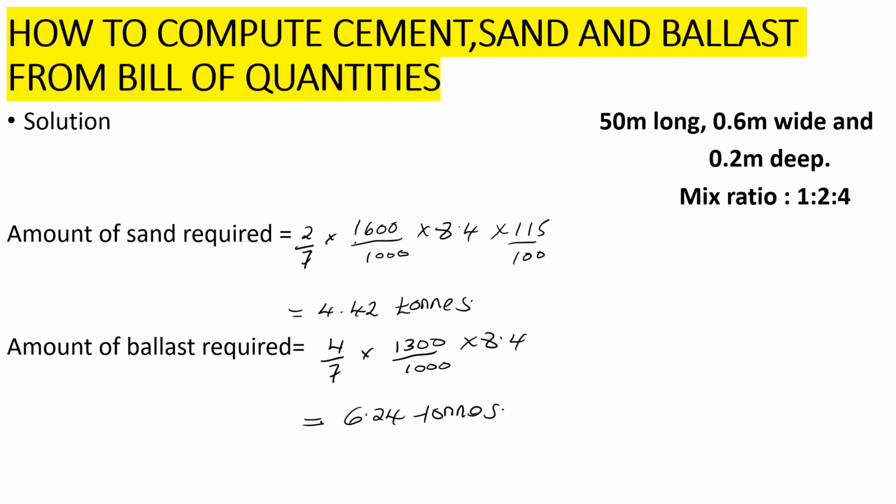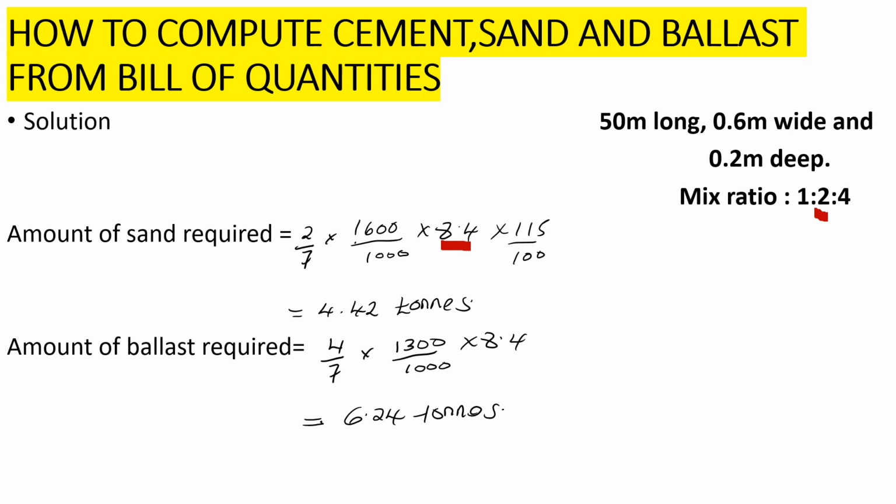Good. Now let's proceed to the next item, which is sand. Amount of sand required. Sand is 2 parts, so it's 2/7 multiplied by the density, which was 1600 kgs per meter cubic. We divide by 1,000 to turn it into tons, multiply by the amount of concrete required, 8.4, and then we add 15% bulking. If we tabulate this correctly, it's going to give us 4.42 tons of sand that are required.